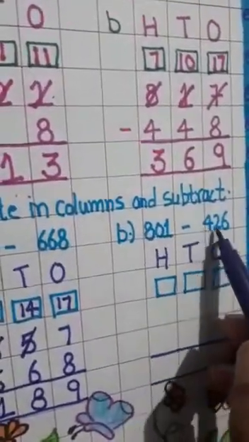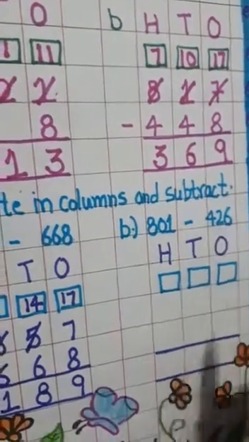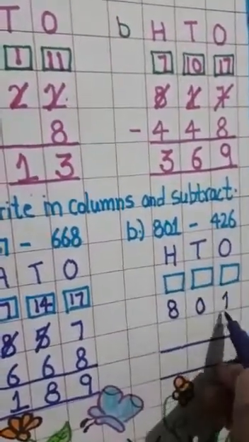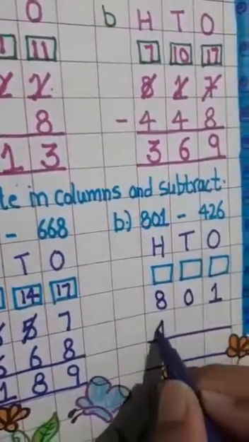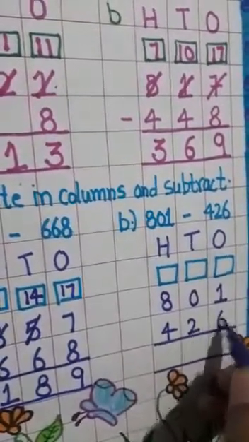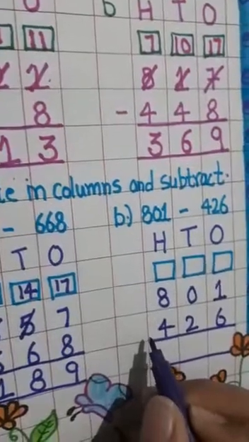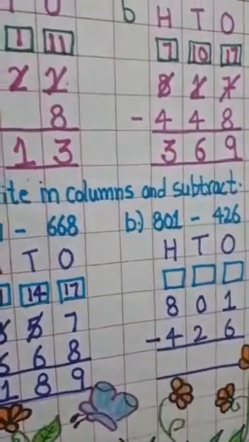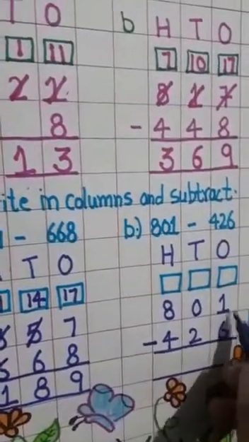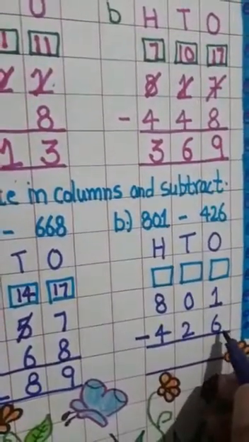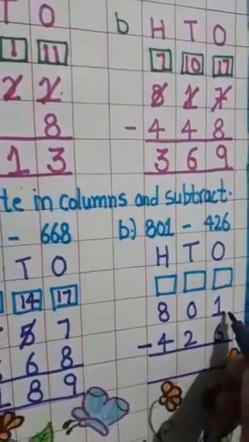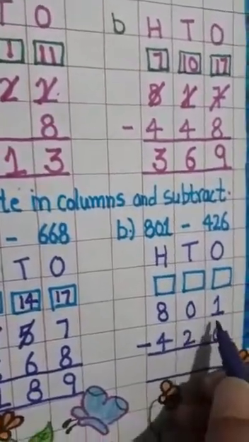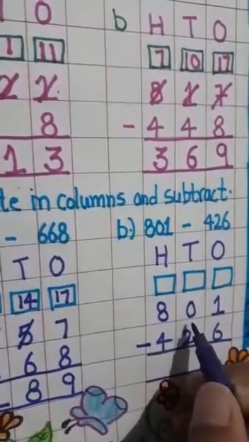We will take one more example. 801 minus 426. Again we will arrange them in columns. 801 and 426. Which symbol will I put here? Addition or subtraction? Subtraction, because we are doing subtraction sums. Here is 1 and we have to subtract 6. We can't subtract 6 from 1. So what will we do? We will take a borrow from our neighbor.